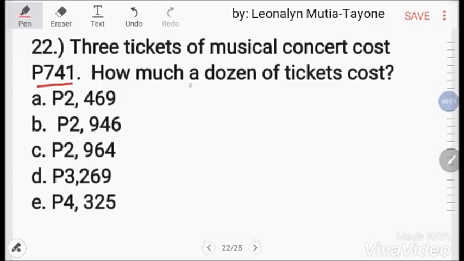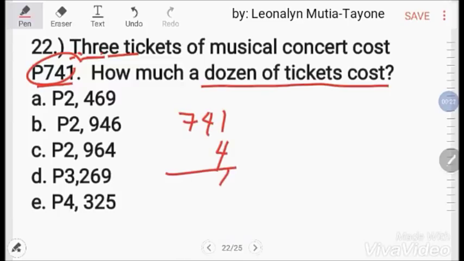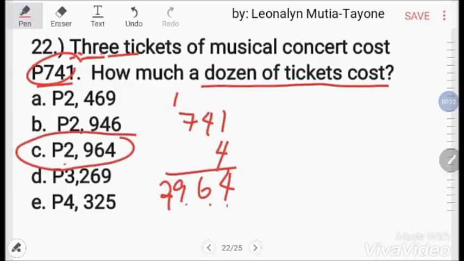Number 22. 3 tickets of musical concert cost 741. How much a dozen of tickets cost? Tatlo, 741. Isang dosena ay 12. So, kung tatlo, ito, i-times 4 natin. So, 741 times 4, that is 16 carry 1, 28, 29. So, the ticket must be 2,964. And the answer is letter C.